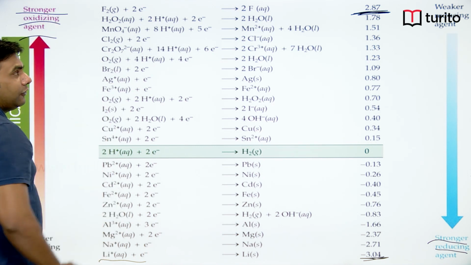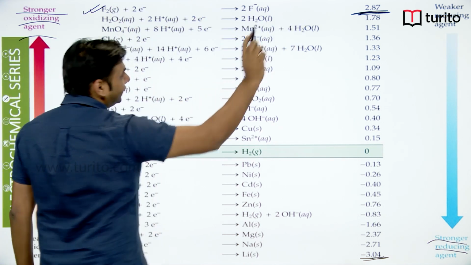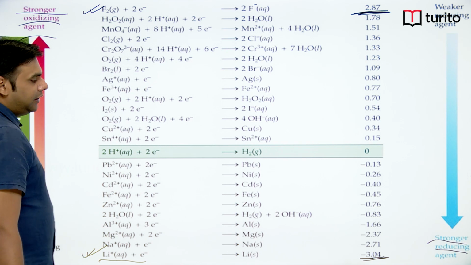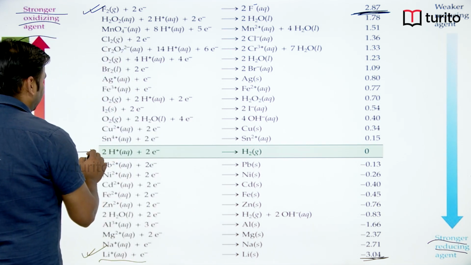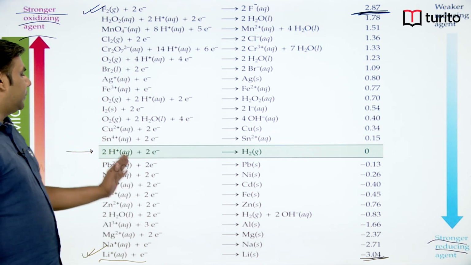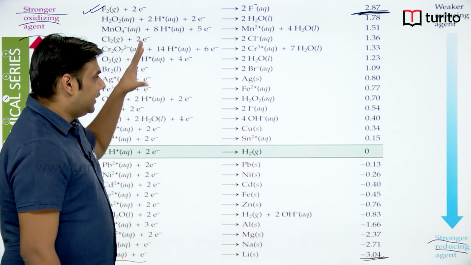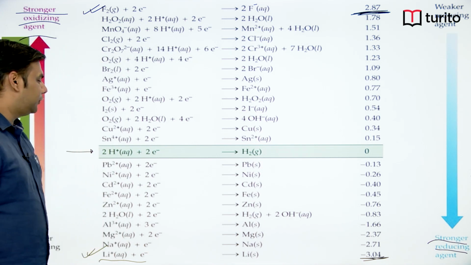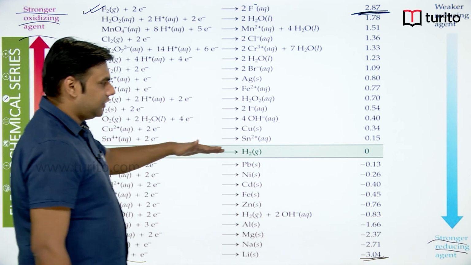So you have to remember a few of the values. Fluorine changing into fluoride ion has the maximum reduction potential, and the minimum reduction potential is that of lithium, minus 3 volt. Hydrogen reduction potential is 0. H plus taking up 2 electrons changing into hydrogen is 0. We will discuss a few of these cases when we discuss the different types of electrode. So H plus is the reference point. Reduction potential of H plus is 0.